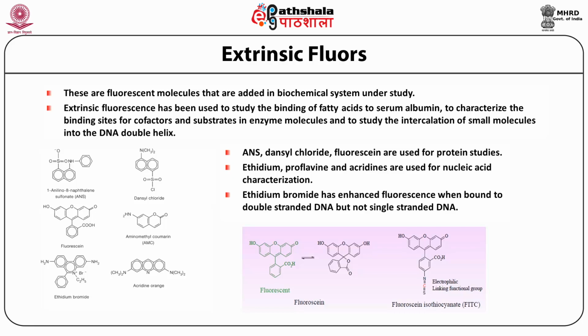These are the structures of some well-known extrinsic fluorophores like ANS, dansyl chloride, fluorescein, aminomethylcoumarin, ethidium bromide, acridine orange. ANS, dansyl chloride and fluorescein are used for protein studies. Ethidium bromide, riboflavin and acridine are used for nucleic acid characterization. Ethidium bromide has enhanced fluorescence when it is bound to double-stranded DNA, but it doesn't bind to single-stranded DNA.